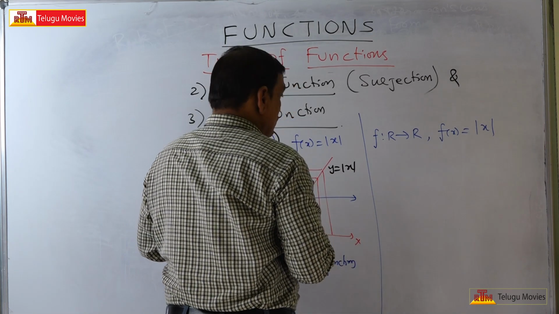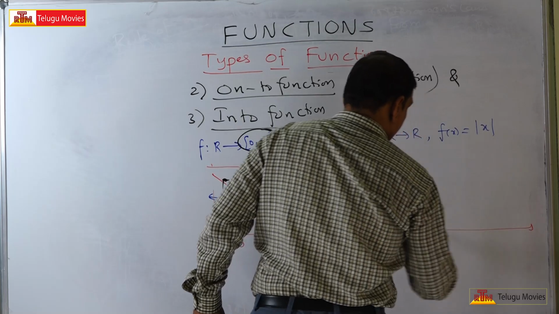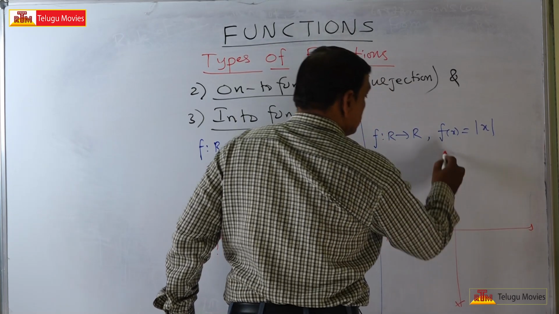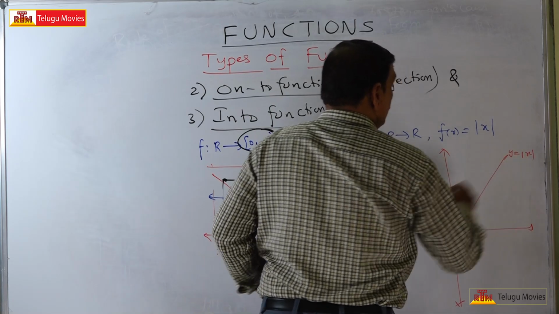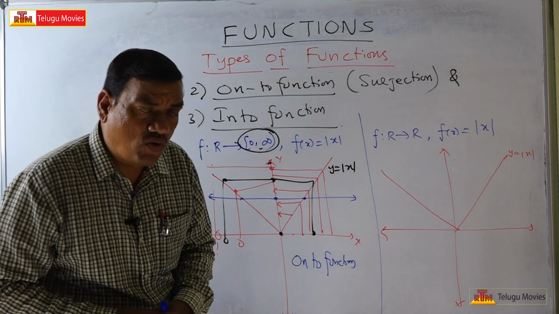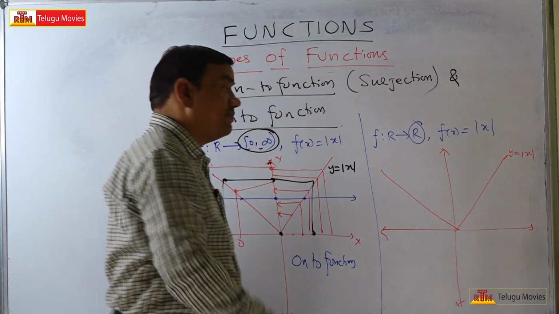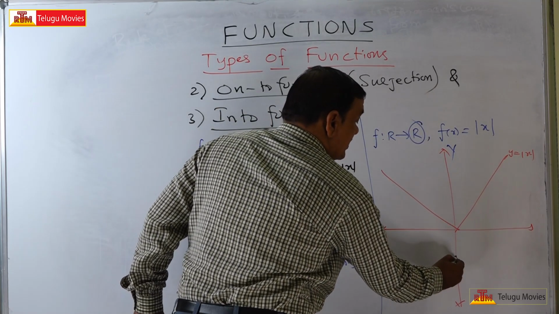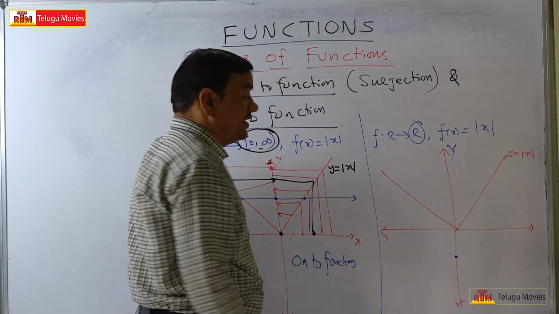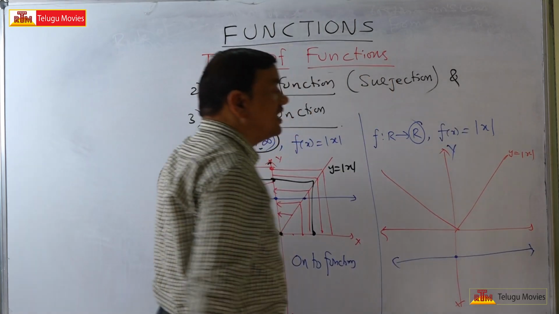Right. So here also I am drawing the same graph, y is equal to mod x. What is the codomain here? Set of real numbers. Codomain means the y-axis. So here I am taking a number. I can take any number, -2, -3, whatever. Draw a line. Is it intersecting the graph?